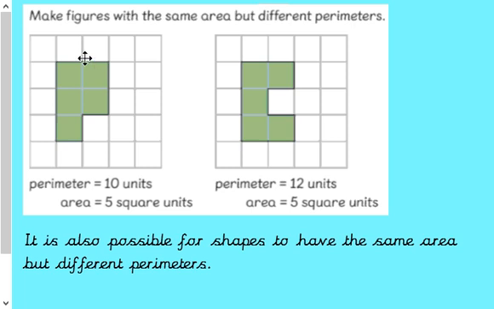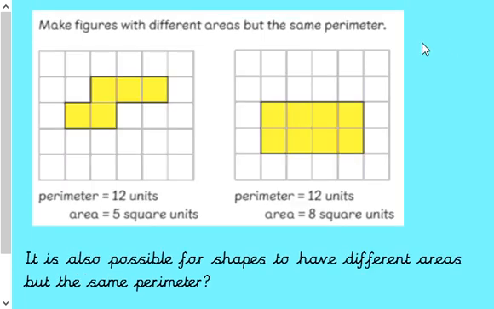So we've got 1, 2, 3, 4, 5, 6, 7, 8, 9, 10. 10 units. And then over here, we've got 1, 2, 3, 4, 5, 6, 7, 8, 9, 10, 11, 12. So same area, different perimeter.